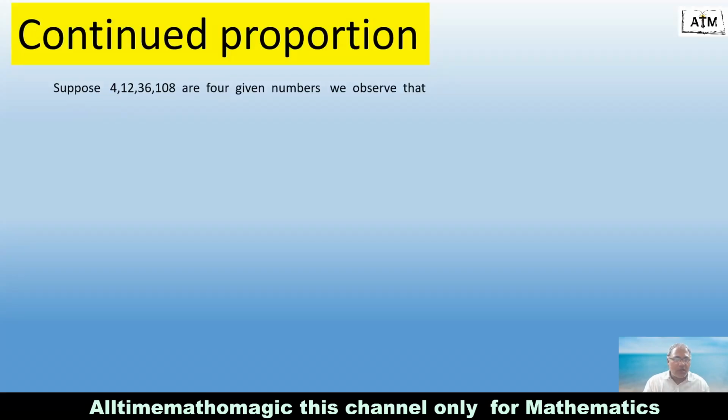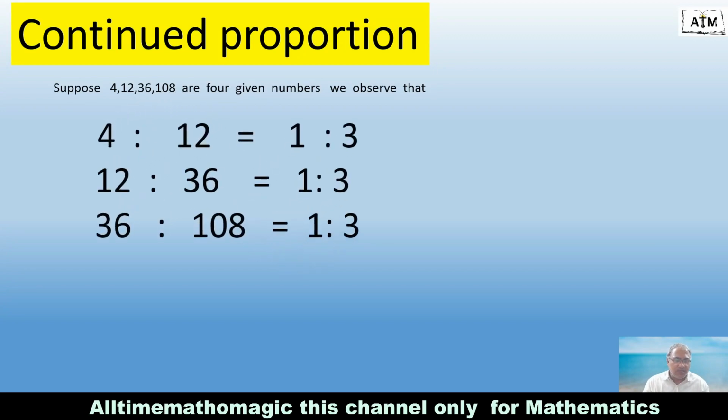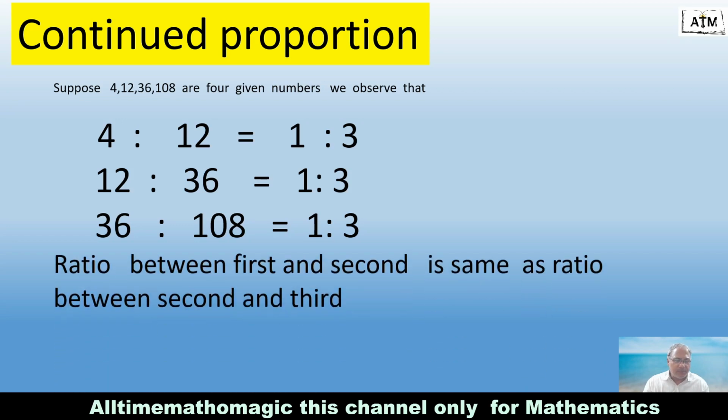Thus in continued proportion, if there are many numbers, the ratio between the first two, then second and third, third and fourth, fourth and fifth, all remain the same. Thus the ratio between the first and second is the same as the ratio between second and third. Such a proportion is called continued proportion.